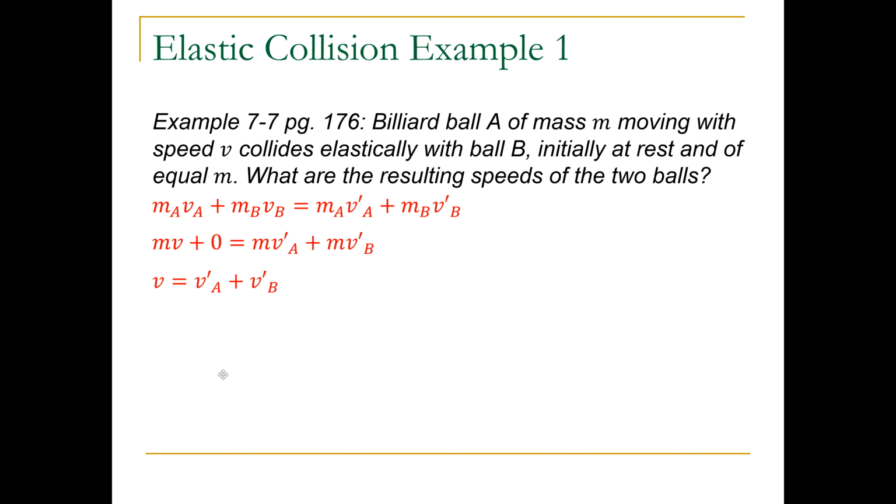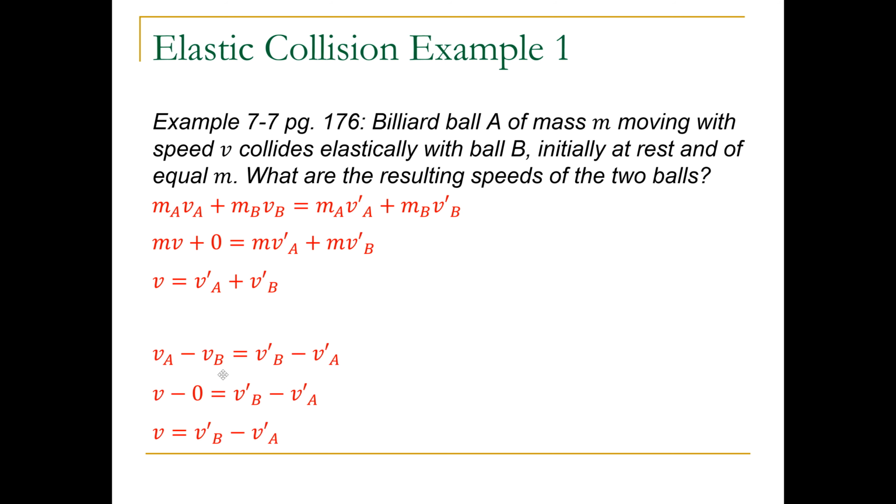And since all have the same mass, I can cancel out m from each of the terms. Next, I'm going to use that simplified version of a conservation of kinetic energy and plug in the same values that are known. I know VB initially is 0, right? It starts off at rest, so I have this simplified version.